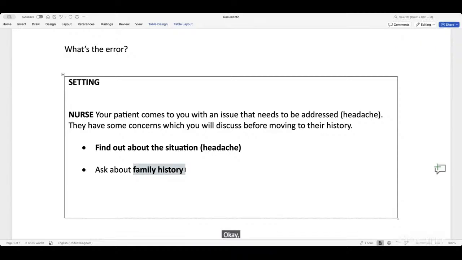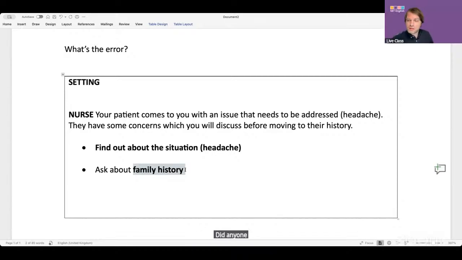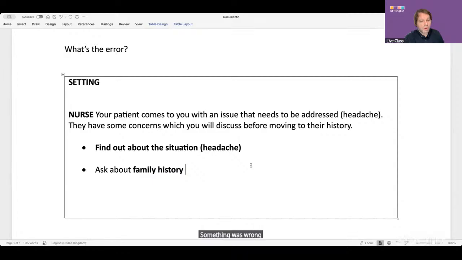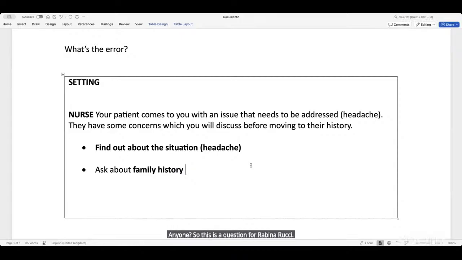Okay, stop there. Did anyone notice something felt a bit strange there? Did anyone think something was wrong? What was wrong there? Anyone? So this is a question for Rabina, Ruchi, Gathering, Conrad, Naresh. What was the problem there?